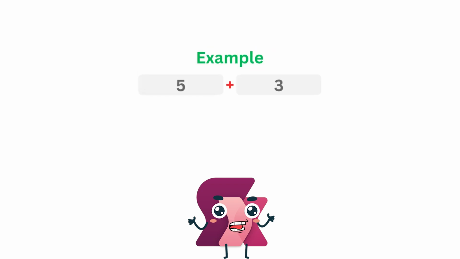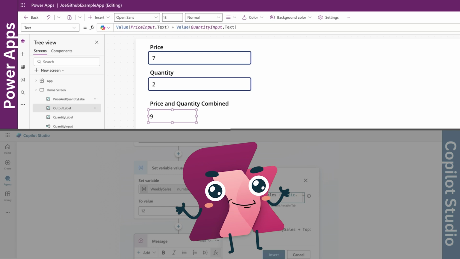Picture this. You have two numbers, 5 and 3. Using the addition operator, 5 plus 3 equals 8. Simple math, right? Now, let's see how this applies in PowerApps.